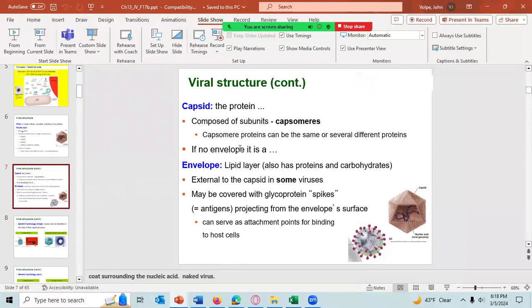If the virus lacks an envelope, it is called a naked virus. So a virus without an envelope around it is a naked virus. An enveloped virus obviously has an envelope around it, and that is a lipid layer. It also has proteins and carbohydrates in the envelope. Many enveloped viruses have glycoprotein spikes on them, which, let me see if I can blow this up.